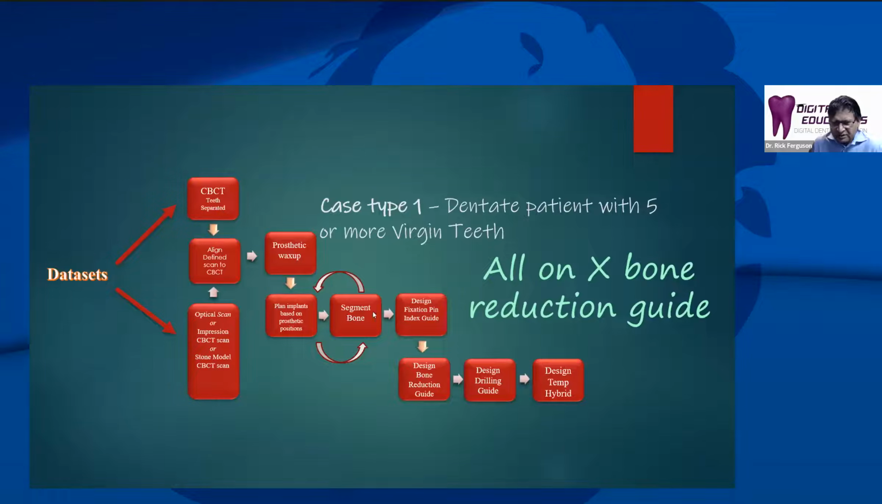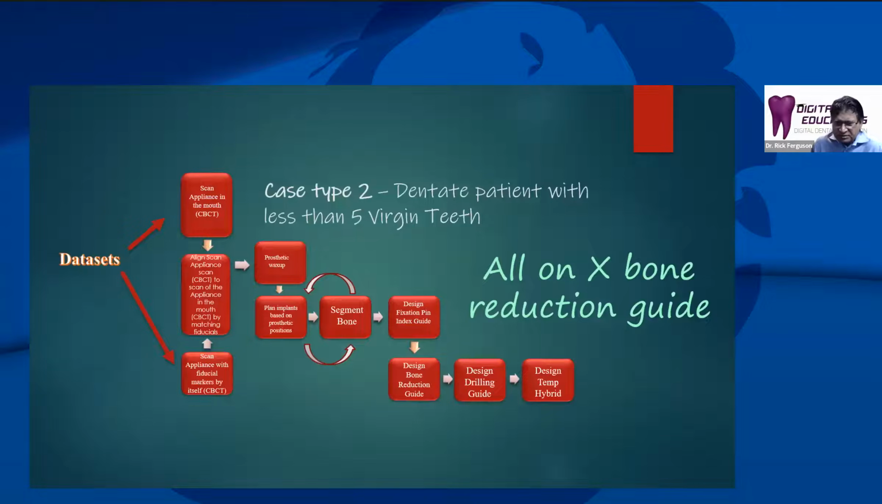planning out our implants. If we're doing an all-on-X type bone reduction guide, then we need to do bone segmentation, in which case we're going to design a fixation pin index guide, a bone reduction guide, and then on top of that, typically a stackable drilling guide. And then we'll also design a temporary hybrid if we're planning to do a pickup, although we've moved away from that workflow and we're now actually printing, designing, and finishing the design and printing the temporary hybrid immediately after we place the implant. So we're actually using the actual implant positions to do that.